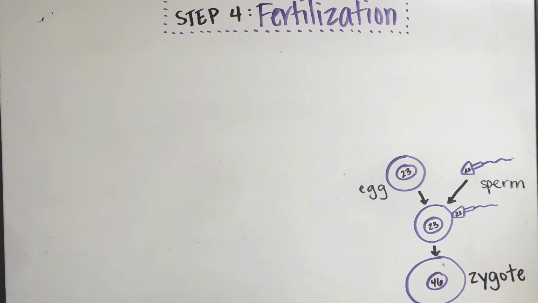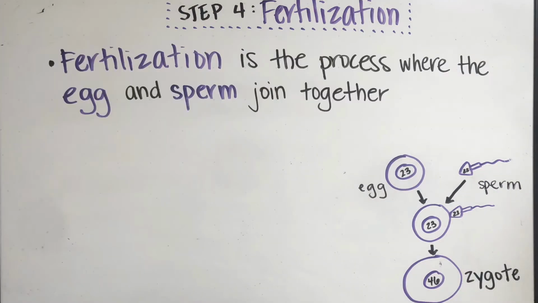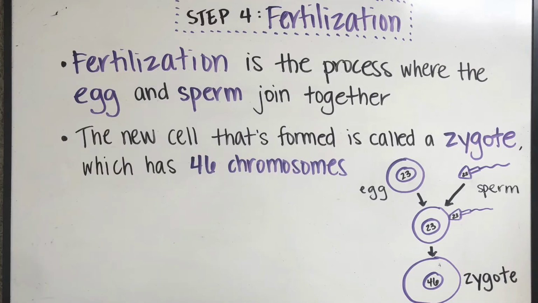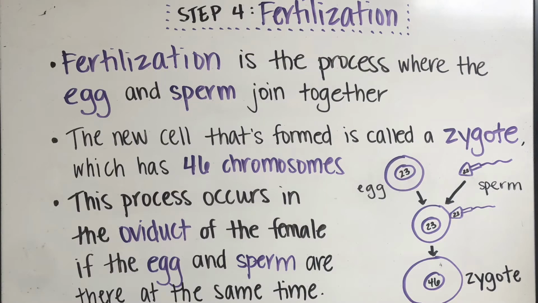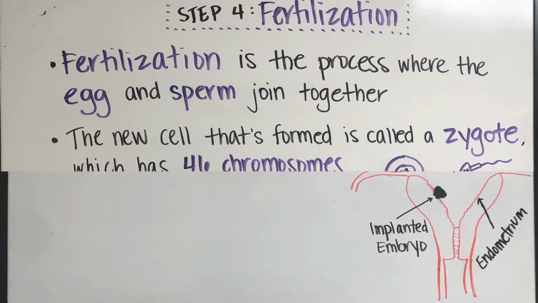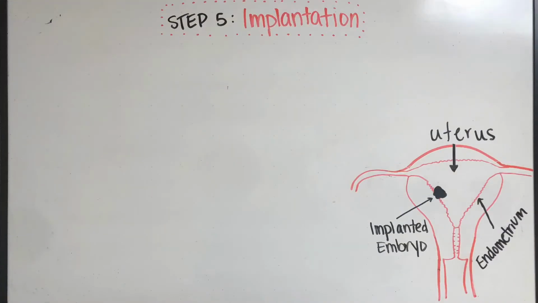The next step is fertilization. Fertilization is the process where the egg and sperm join together. When they join together, they make a new cell called a zygote. This zygote has 46 chromosomes, 23 from the mom, 23 from the dad. Together, that makes 46. Fertilization occurs in the oviduct of the female if the sperm and egg are there at the same time.